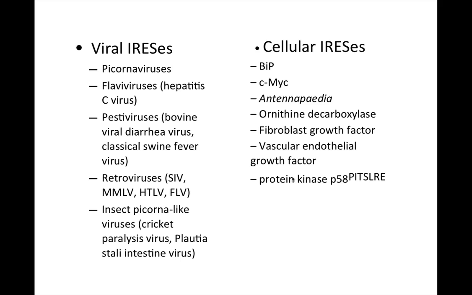In other words, caps allow you to be translated in a cap-dependent manner, or 5'-end-dependent manner, I should say. But the cellular iris bypasses the need for a cap, so it's not clear why cellular mRNAs need both. One idea is that under conditions where cellular translation is inhibited, like when mitosis occurs, for example, cellular cap-dependent translation is inhibited. Maybe for certain proteins to be made, they need to be synthesized by an iris-dependent mechanism. So that could explain why certain kinds of cellular protein-containing mRNAs need to have irises.